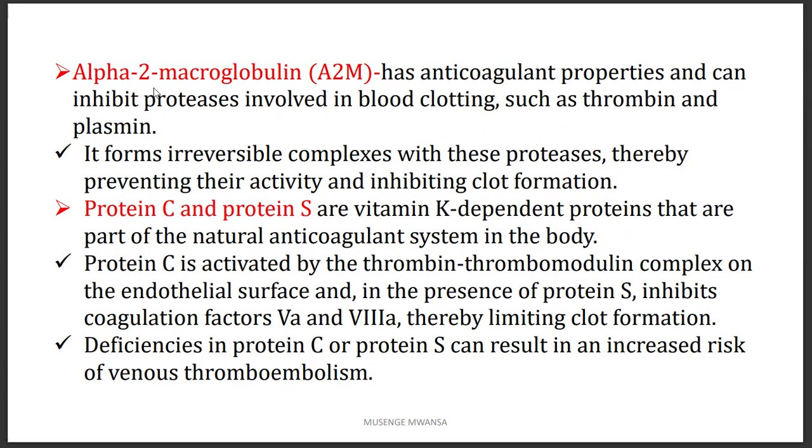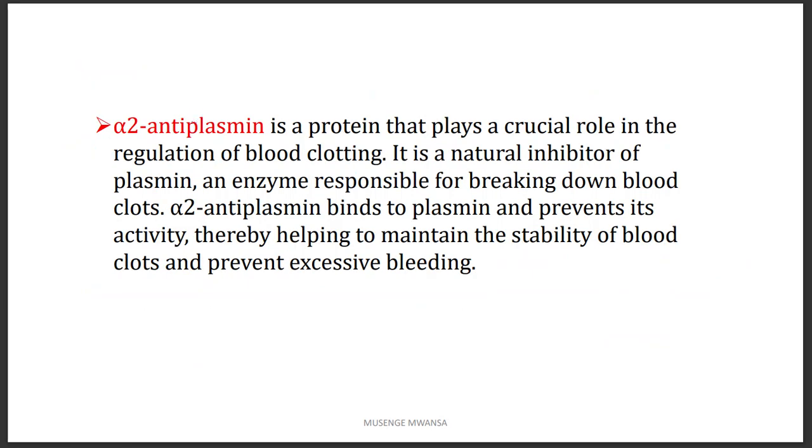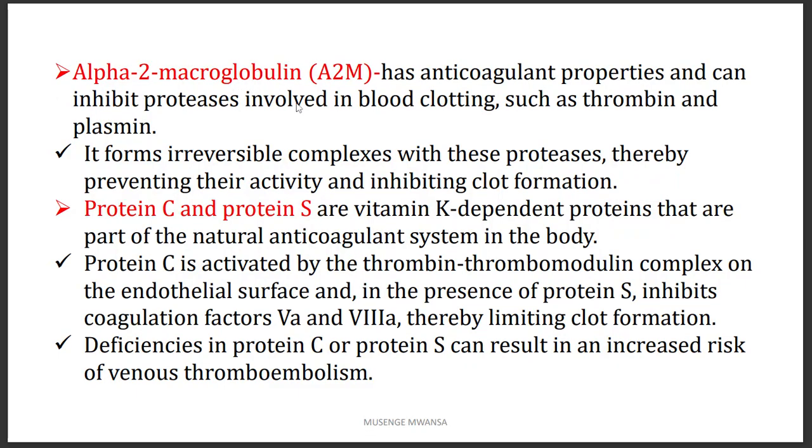All right. We also have alpha 2 macroglobulin, which we can also say A2M. So this one also has anticoagulant properties. It is an anticoagulant, different from the alpha 2 antiplasmin. The alpha 2 antiplasmin, what is it doing? It is actually promoting coagulation, but the alpha 2 macroglobulin is preventing coagulation. So, opposite operation. What it does is that it is going to inhibit proteases involved in blood clotting, such as thrombin and plasmin.